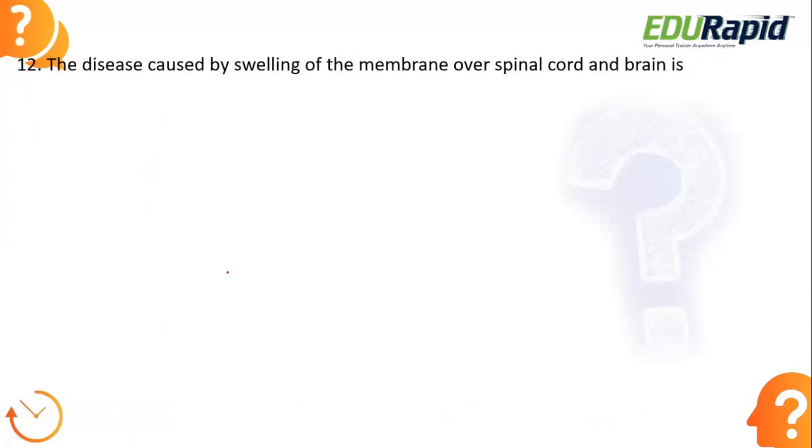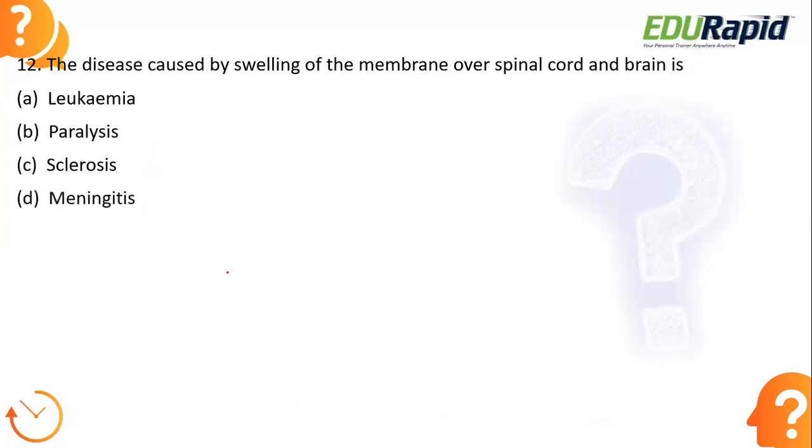The disease caused by swelling of the membrane over the spinal cord and the brain is leukemia, paralysis, sclerosis, meningitis.